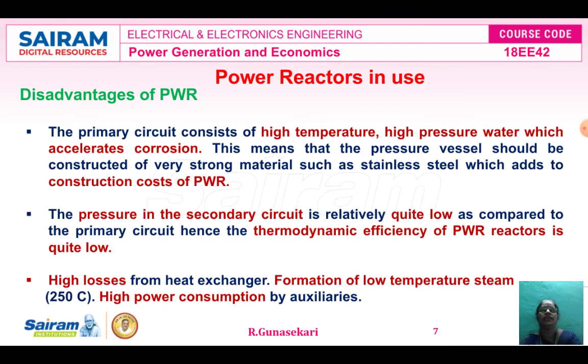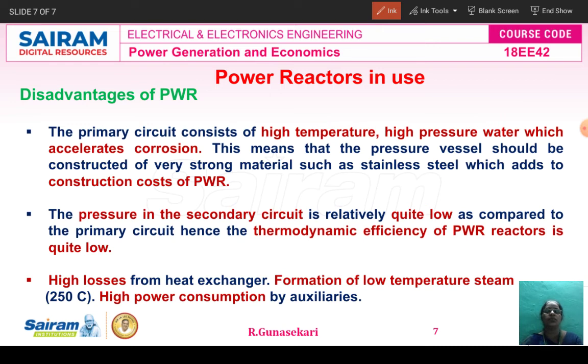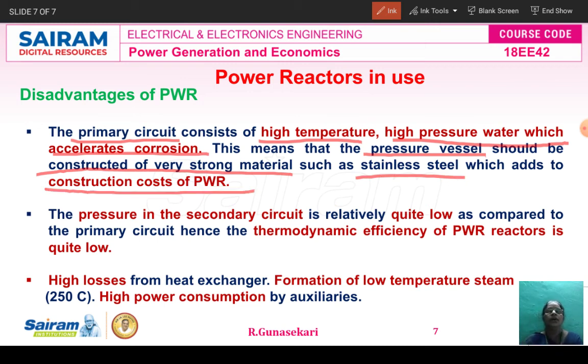Then what are the disadvantages of the pressurized water reactor? So here the primary circuit consists of what? High temperature, high pressure water which accelerates corrosion. Okay, this is one disadvantage. Then the pressure vessels must be constructed of very strong material, that is stainless steel. Therefore the construction cost of the pressurized water reactor is high. This is another disadvantage.